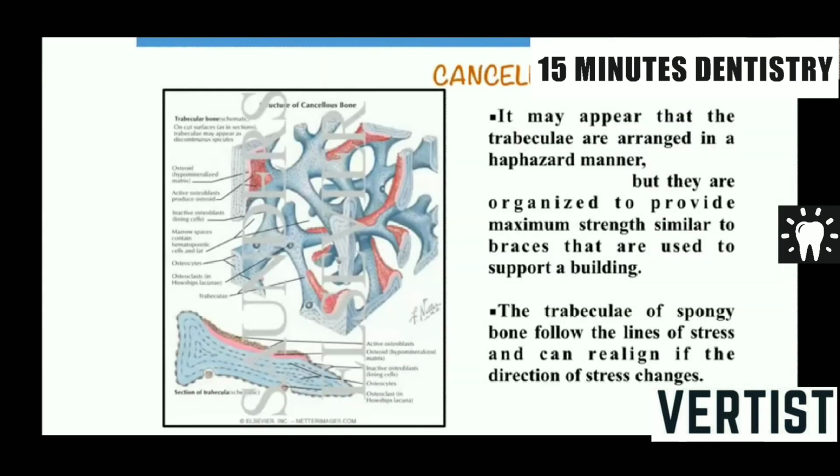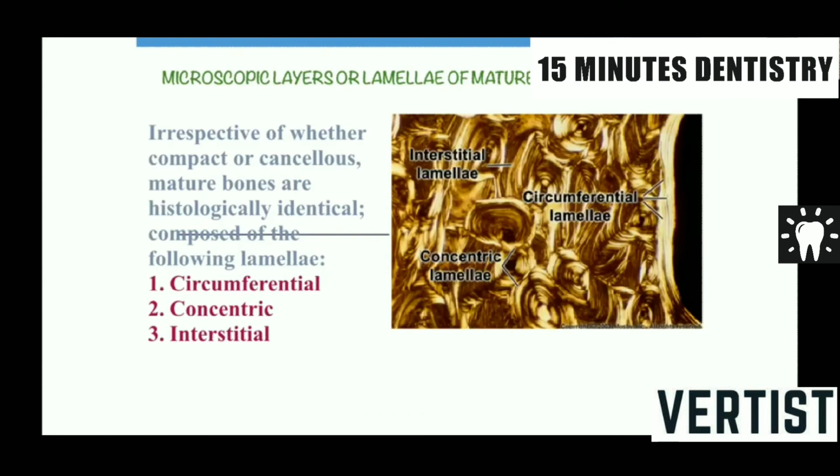It appears that the trabeculae are arranged in a haphazard pattern, but they are organized to provide the maximum strength, similarly to support a building. So they provide maximum strength. The trabecular bone, spongy bone, follow the lines of stress. They can realign. You should remember microscopically there are three lamellae, circumferential lamellae, which is there at the end.